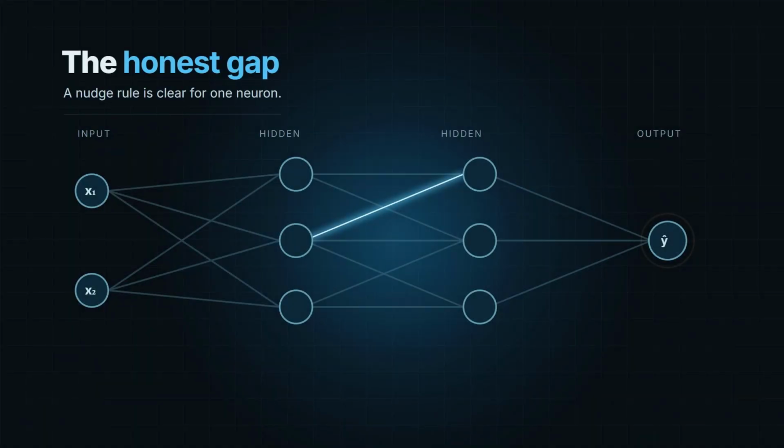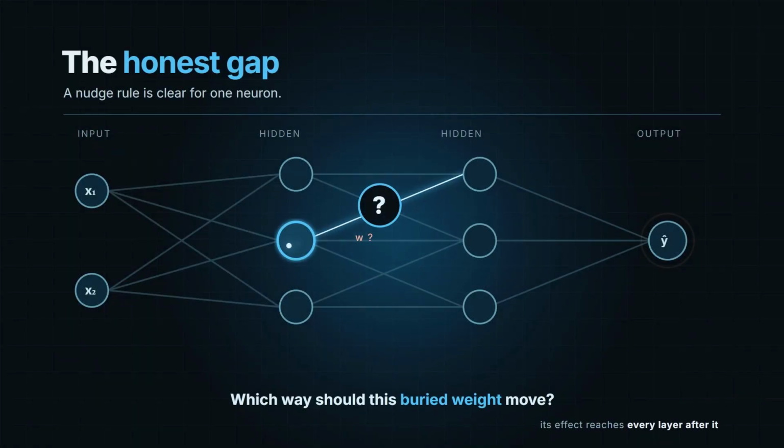There is one honest gap in what we built today. Our from-scratch nudge rule works great for a single neuron. But once you have hidden layers, how do you know which way to nudge a weight buried in the middle when its effect on the final error passes through everything after it?